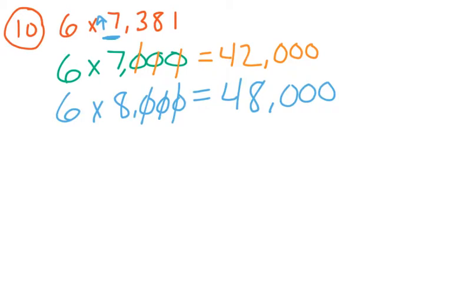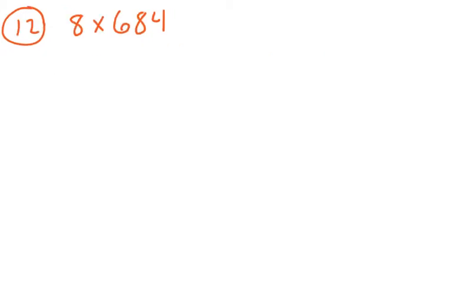Okay, so my actual product will fall between this. So for numbers 9 through 12, you're finding that high and that low, or the two numbers that the exact answer is between. One more from your homework. This is number 12. Okay? I'm going to do the same thing. I'm going to start with my low, which means my 6 is going to stay the same, and everything else is going to turn to zeros.